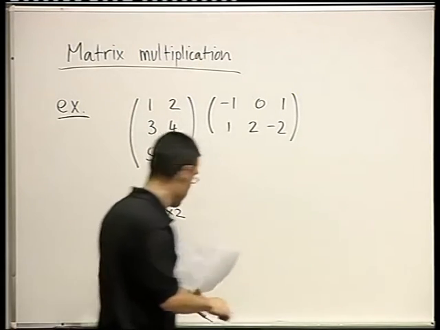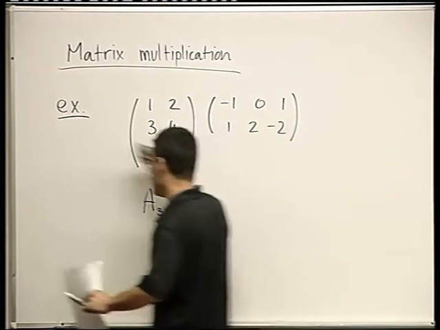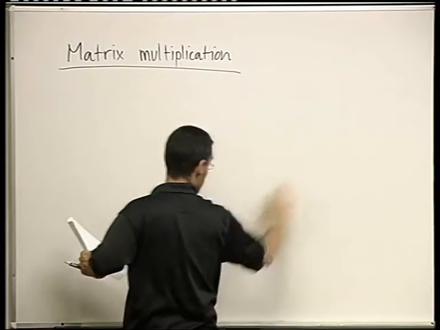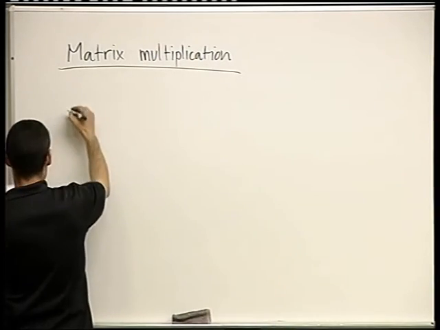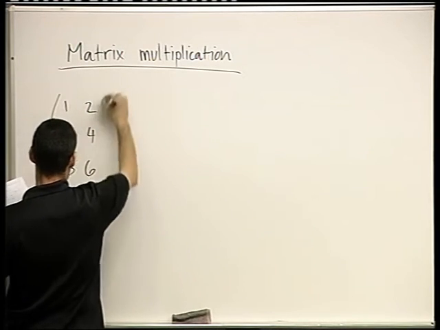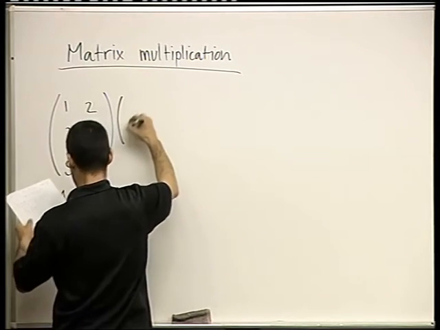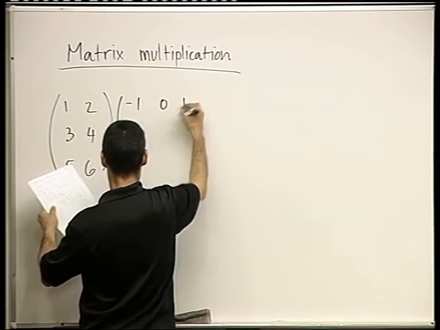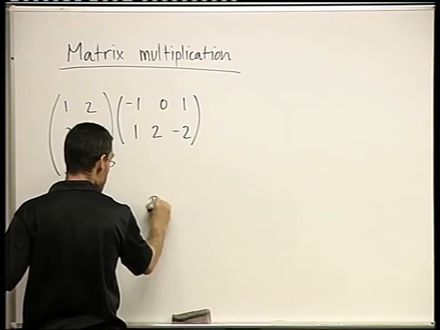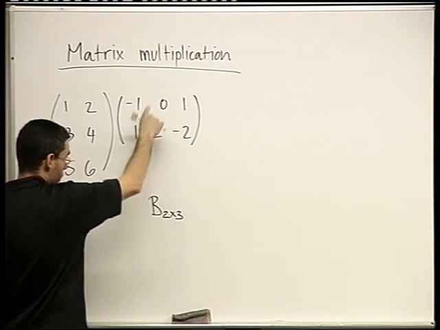And I just did the ridiculous thing of not leaving enough space. So I'm going to copy it again. Please forgive me, because I need room for the product. So 1, 2, 3, 4, 5, 6. That's A. It's a 3 by 2 matrix multiplied by negative 1, 0, 1, 1, 2, negative 2. This is B, and B is a 2 by 3 matrix. It has 2 rows and 3 columns.